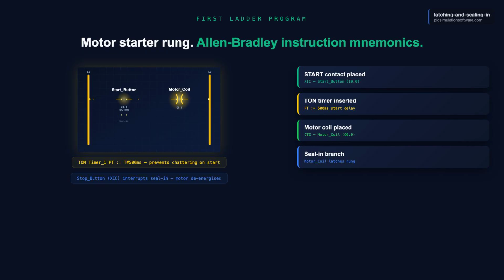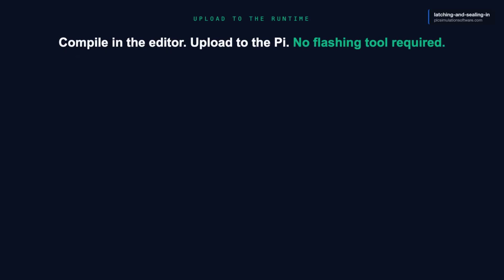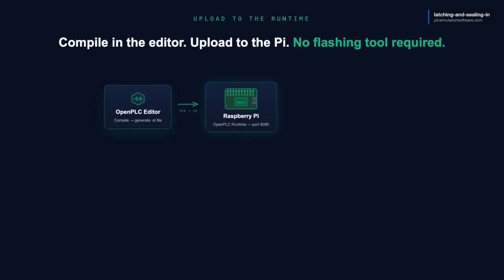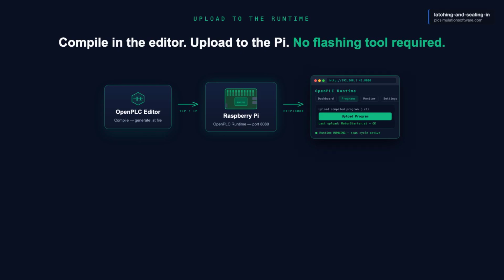Save the project. Step 3 is upload the program to a runtime. The simplest target is a Raspberry Pi with the OpenPLC runtime installed. The runtime download is at the OpenPLC project site. Flash a Raspberry Pi OS image with the runtime pre-installed, or apt install the OpenPLC runtime package on an existing Pi. Boot the Pi. The runtime starts a web interface on port 8080.